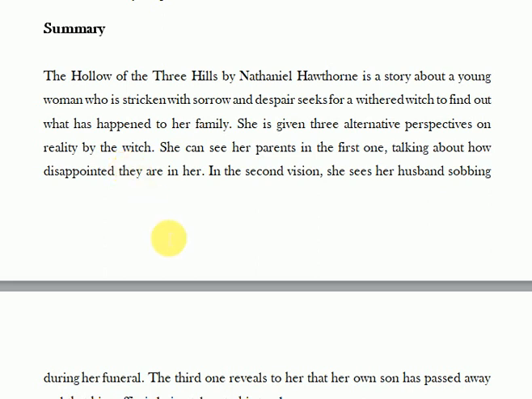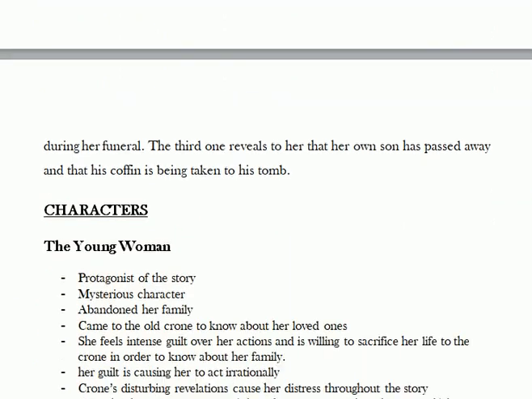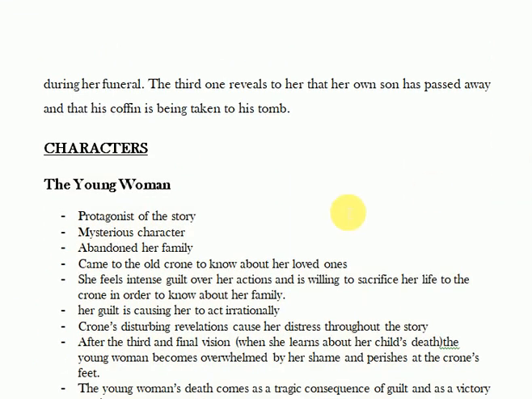In the first vision, she sees her parents talking about how disappointed they are in her. In the second vision, she sees her husband sobbing during her funeral. And in the third and final vision, she sees that her own son has passed away and that his coffin is being taken to his tomb. These are the three visions shown to her by the old crone, the withered witch, which make her collapse right at her feet. So this is the summary of the story.